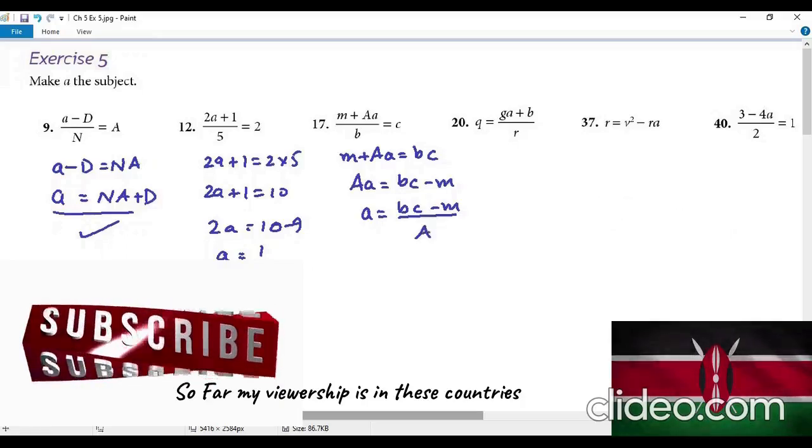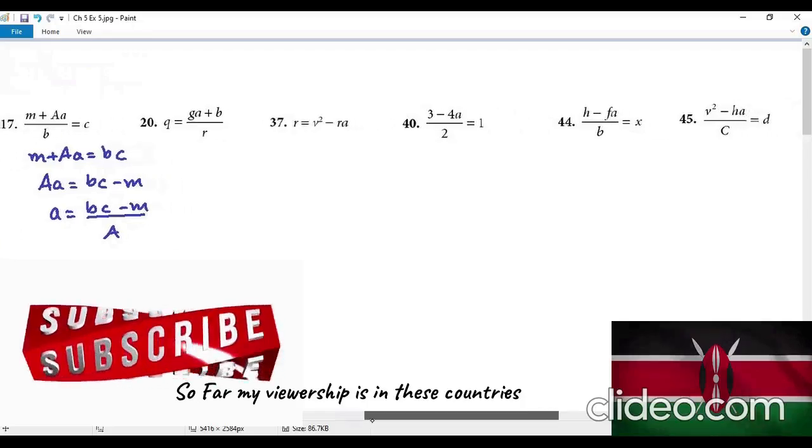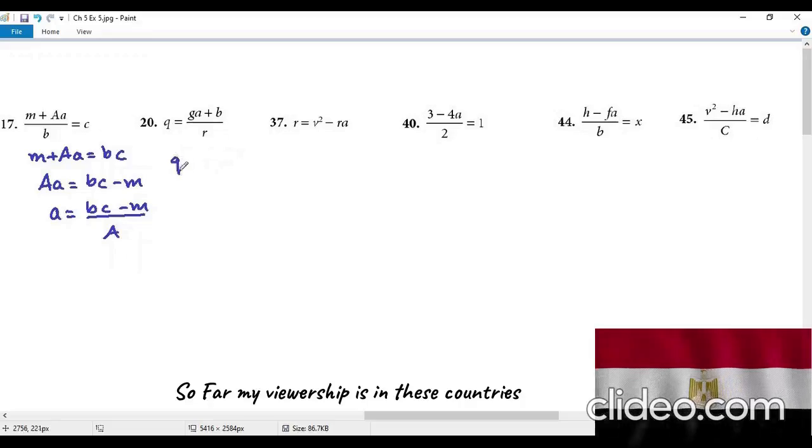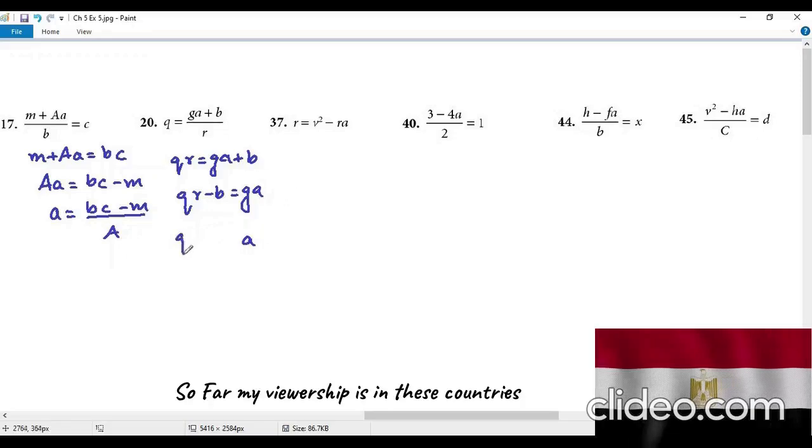When it comes to the next part of the question, it says q equals ga plus b over r. That means q is going to be multiplied by r, and ga plus b, that means qr minus b is going to be ga, and a is going to stay here, and qr minus b over g is going to be your answer.